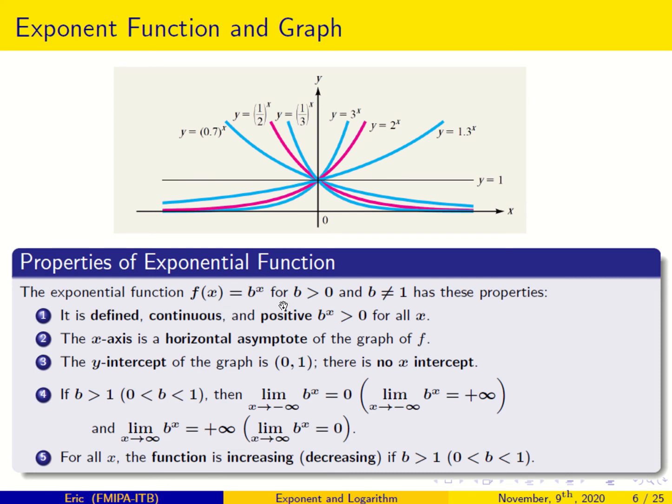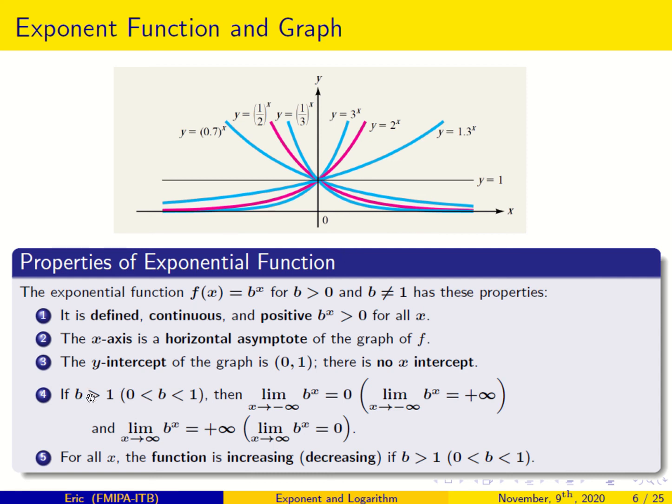So the exponential function b to the x, when b is positive and b is not 1, is defined and continuous for all real x. And it should be positive, it cannot be 0. So b to the x should be positive and not 0. The x-axis is the horizontal asymptote of the graph of f. And the y-intercept is (0, 1), because if you plug in 3 to the power of 0, or a half to the power of 0, it will give you 1. There is no x-intercept because the graph never goes beyond the x-axis.